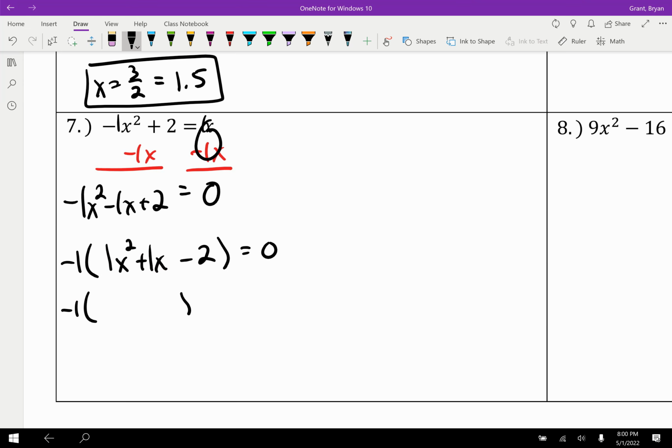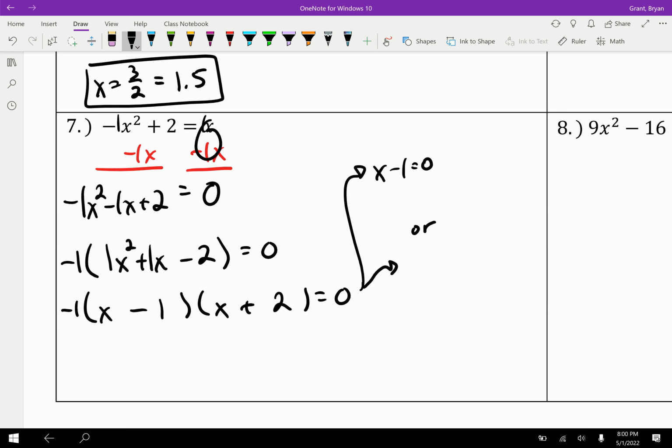And then we end up with 2 sets of parentheses. What multiplies to make 2 and adds to make 1? We know it starts with x and x. There has to be a 2 and a 1. That's the only way to make 2. And to get a positive 1, I think the bigger number will need the positive. 2 minus 1, yeah. So this gives us two equations. x minus 1 equals 0, or, I'm going to do the OR down here, x plus 2 equals 0.